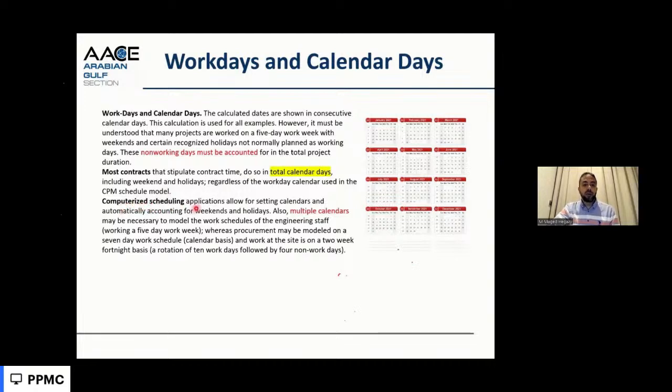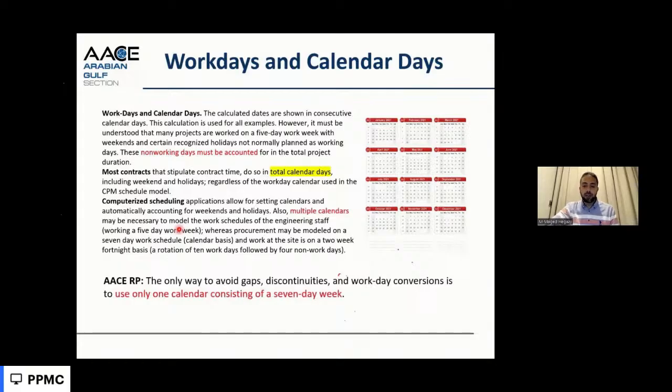The computing or calculation, as we said, in the schedule, you can use multiple calendars. We have, like, the engineer working 5 days a week, the contractor working 6 days a week, and the suppliers and factories working 7 days a week. So we'll have different calendars in the project. We need to consider the practicality of these calendars, how they are working and their working days.